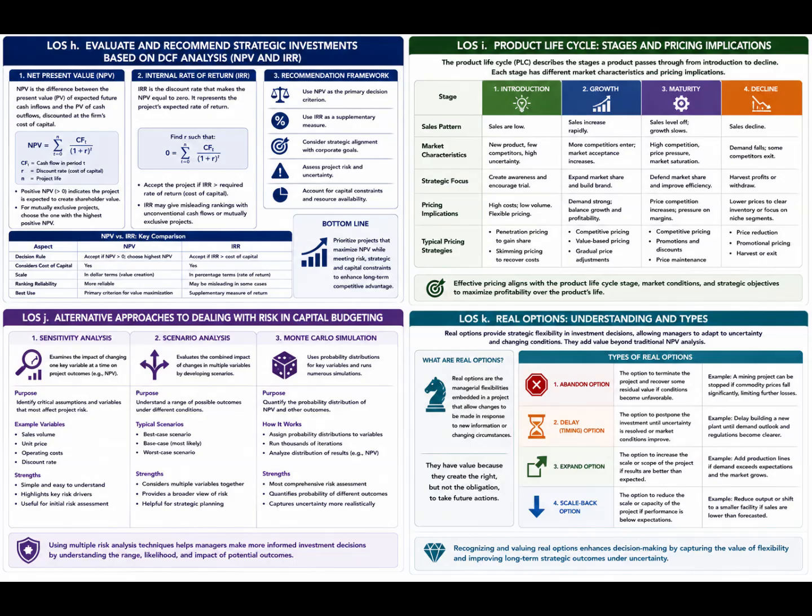The product lifecycle, PLC, describes the stages a product passes through from introduction to decline. The 4 stages are introduction, growth, maturity, and decline. Each stage is characterized by distinct sales patterns, competitive intensity, cost structures, and strategic priorities.